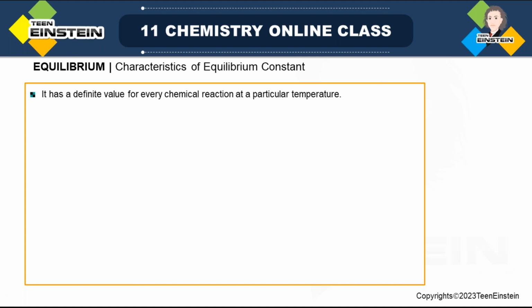Next is the characteristics of the equilibrium constant. So the equilibrium constant, Kc or Kp, whether you are expressing it in terms of concentration or pressure, has some characteristics, so we will summarize all the points. What are the characteristics? It has a definite value for every chemical reaction, and don't forget to mention the temperature. Whenever you see any value of Kc and Kp, you also have to take care of the temperature at which the value is mentioned, because it is temperature dependent. When you change the temperature, the value of Kc and Kp will change. That is why the mention of temperature must be present.